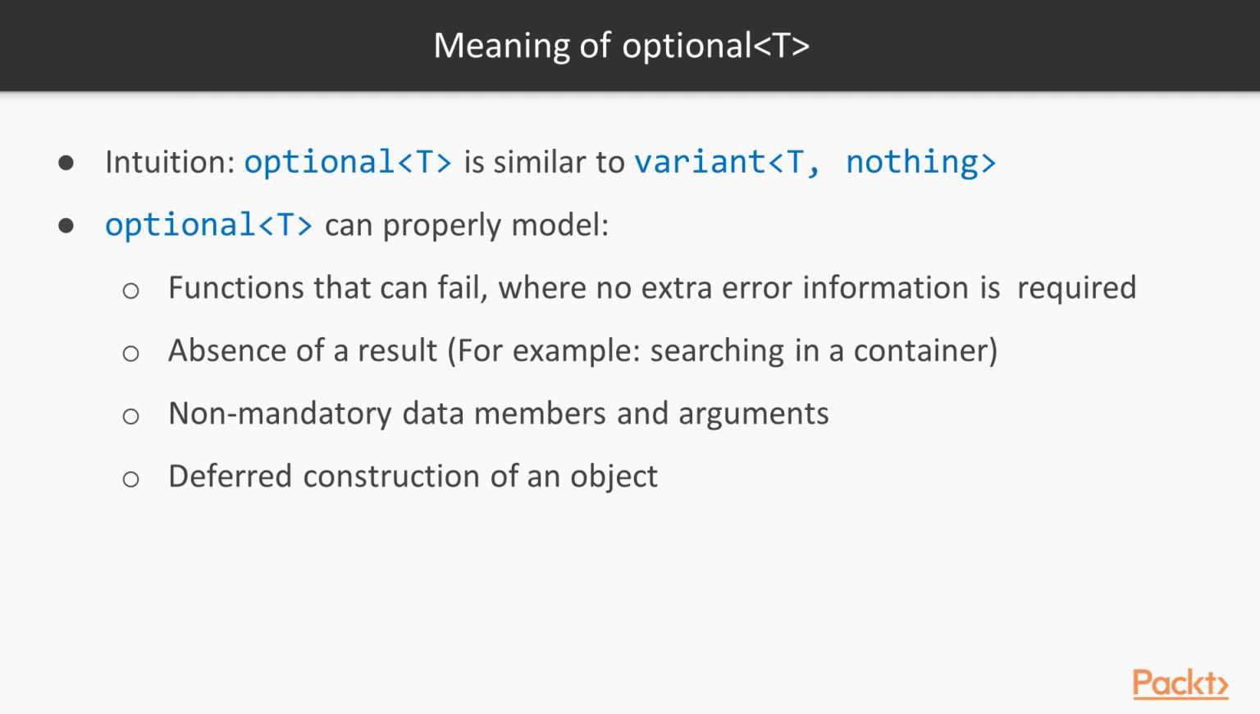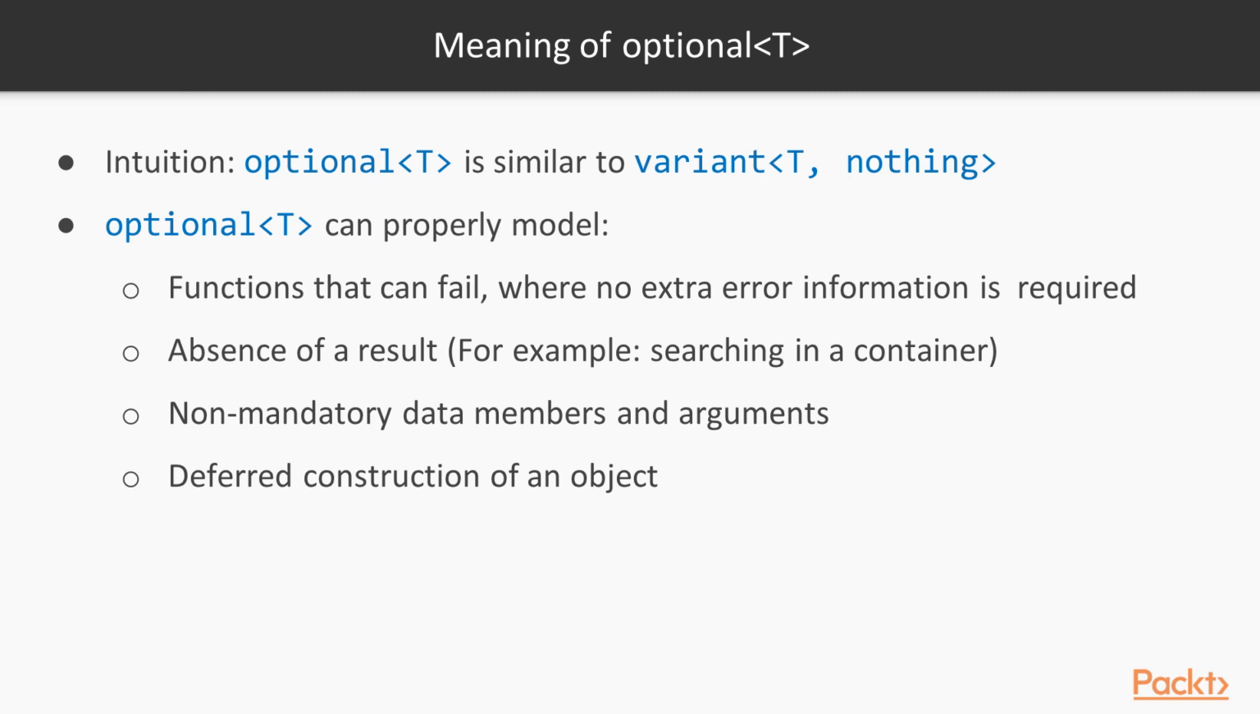Let's keep trying to understand the meaning of optional. An intuition, if you're not familiar with variants, is that optional is similar to a variant of T or nothing. Additionally, optional can properly model functions that can fail where no extra error information is required. So it's a function that can either return a result or no result. Similarly, they can model the expected absence of a result. In this case, searching in a container might sometimes return nothing, and optional is a great way of modeling that.